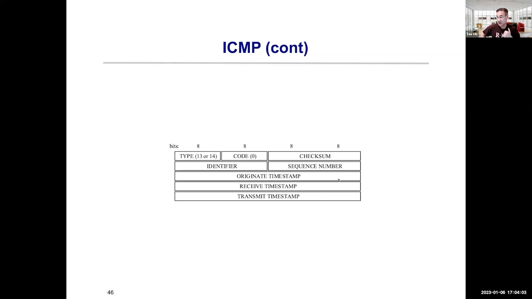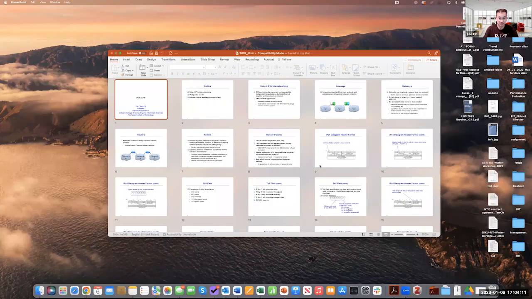Okay. I think I want to stop here for IPv4 and the ICMP protocol.